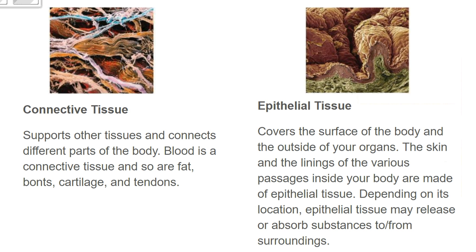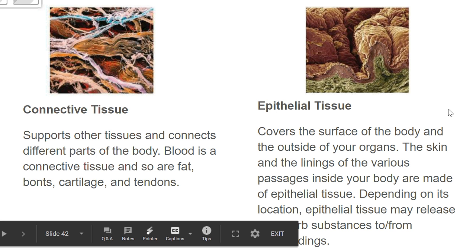Connective tissue supports other tissues and connects different parts of the body. So blood is a connective tissue, and so are bones, cartilage, tendons, and fat. All those things connect. Tendons are what help us bend our limbs. Cartilage is any of these soft bones. Think of all the stuff inside your nose or inside your ears. Those are not bones, that is cartilage. It's not solid. Then we have our bones, and then we have fat and blood.